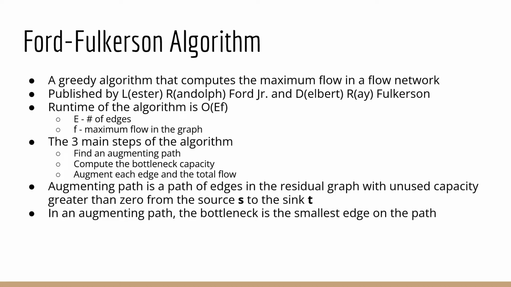The three main steps of the algorithm are pretty simple. You first find an augmenting path, then compute the bottleneck capacity, and lastly, you augment each edge and the total flow. To go over some definitions quickly, the augmenting path is a path of edges in the residual graph with unused capacity greater than 0 from the source S to the sink T. In an augmenting path, the bottleneck is the smallest edge on the path.